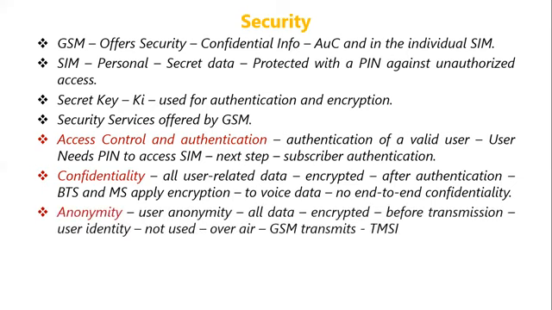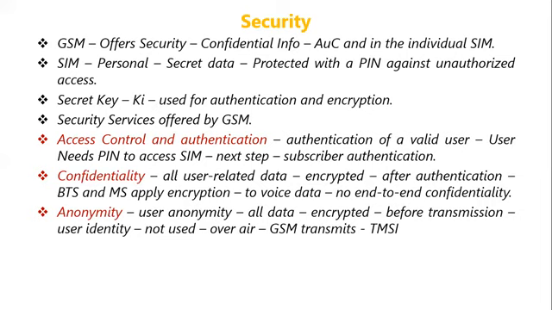The third security service offered by GSM is anonymity. This service is provided to ensure that all data is encrypted before transmission, and the user identifiers are not used over the air interface. Anonymity means if some data is traveling over the air interface, just by tapping that data, nobody can identify the user who is sending it. The user identity will be hidden.